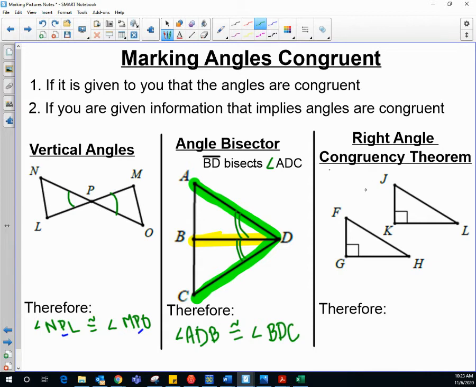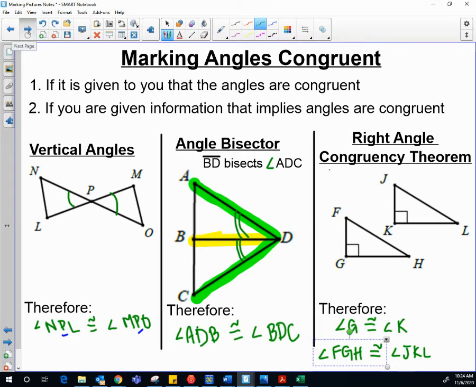Okay. And then what we need to know is the right angle congruency theorem, that if you have right angles, they are congruent to each other because each right angle is 90 degrees. So if you see 2 right angles here, I can say that angle G is congruent to angle K. I can also name it with 3 letters. I can say angle FGH is congruent to angle JKL. Okay, so those are ways to be able to mark your angles congruent.